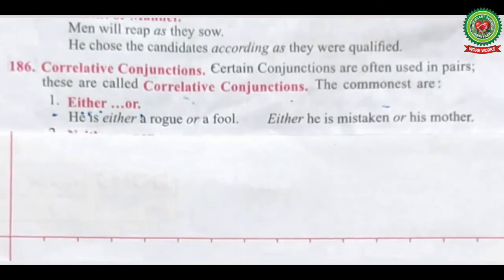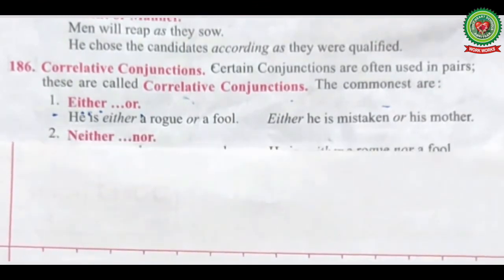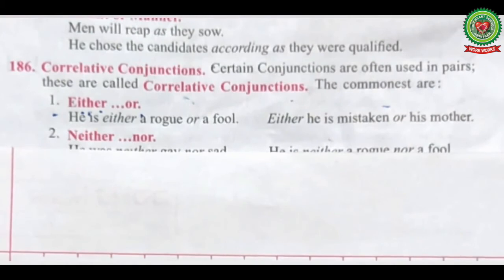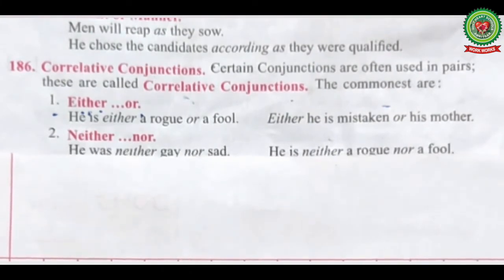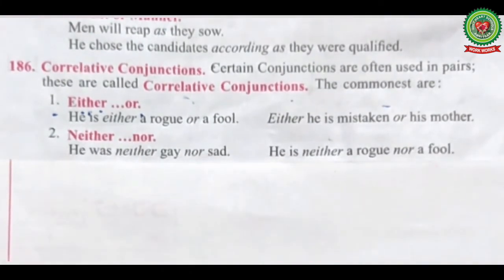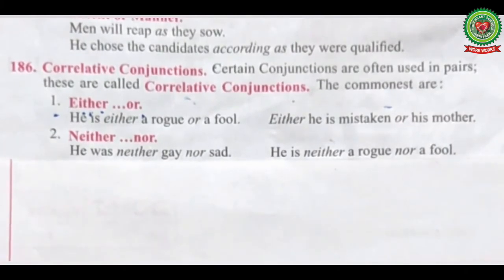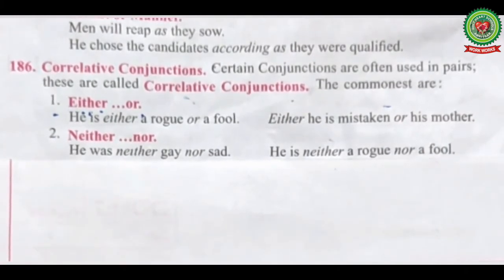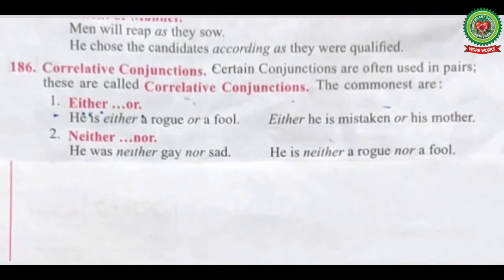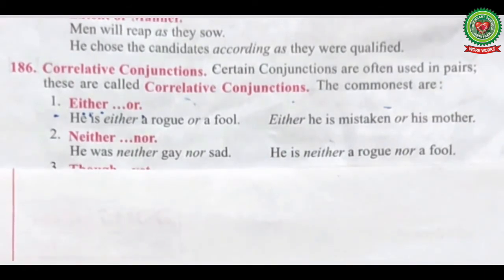Let's proceed to the next pair of correlative conjunctions, that is neither, nor. Children, we use neither, nor when we have a choice between two negative alternatives. The use of neither, nor is the same as the use of either, or. For example, he was neither gay nor sad. He is neither a rogue nor a fool.